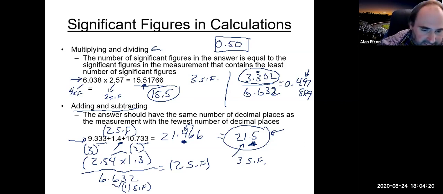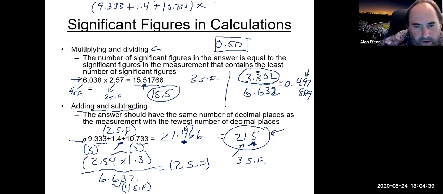So for example, let's say we did this calculation in this process here, where we had the 9.33 plus the 1.4 plus the 10.733, and then we're going to multiply it by 1.356. So if we did all this, which is pretty much the example we started with, we would end up with this number, which is technically 21.5. And technically speaking, it has now 3 significant figures.